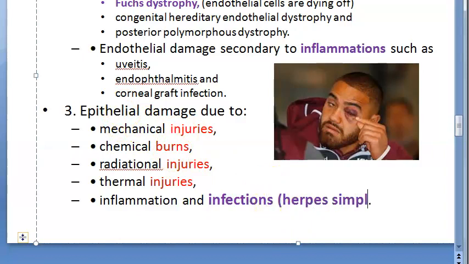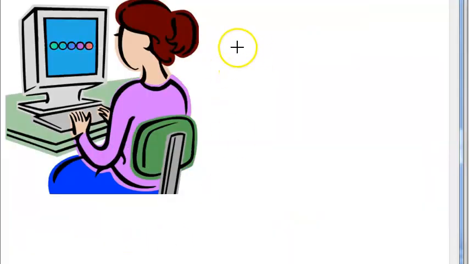Herpes we saw. Mainly we have seen herpes, right? Maybe there are a lot of other causes. So what are the causes of corneal edema?